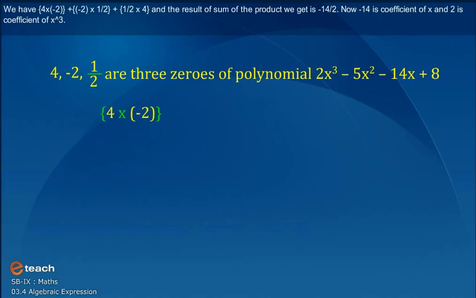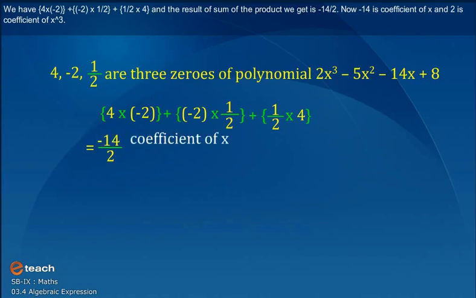We have 4 into bracket minus 2 plus minus 2 into 1 by 2 plus 1 by 2 into 4. And the result of sum of the product we get is minus 14 by 2. Now minus 14 is coefficient of x and 2 is coefficient of x cube.